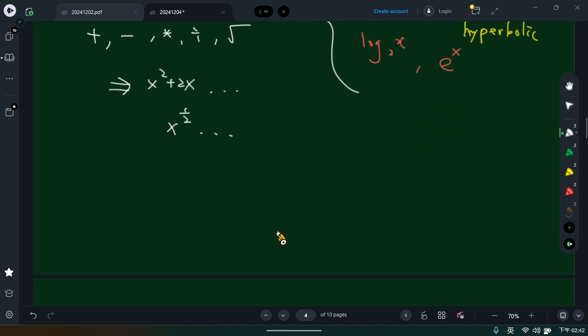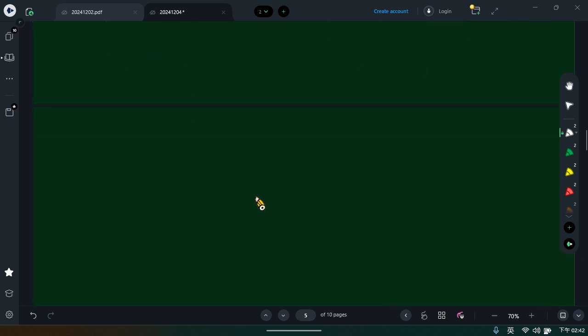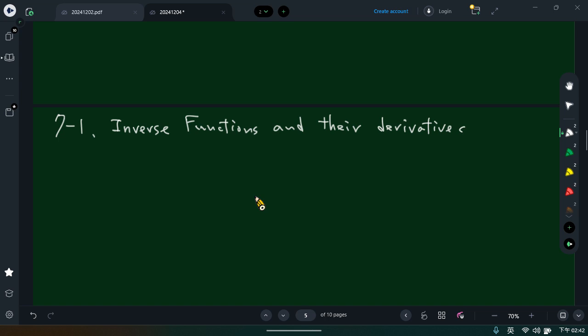Okay, before that, I want to introduce the first concept to you. This is session 1. We will talk about the inverse function and its derivatives. Before we introduce the inverse function, we need to know what a one-to-one function is.